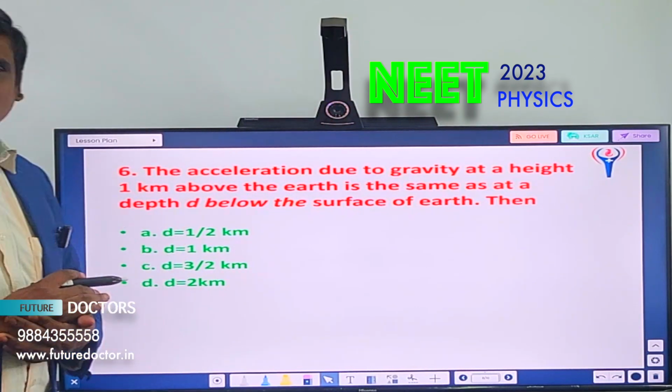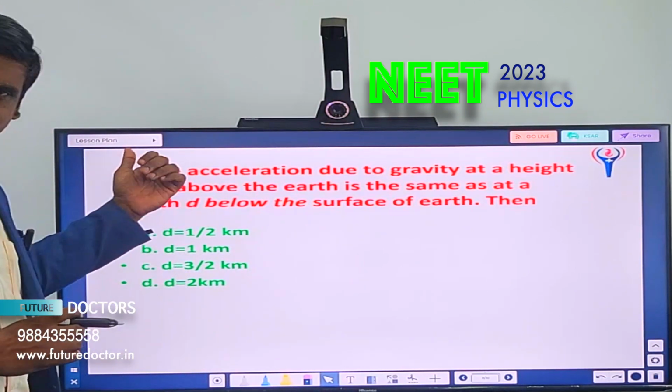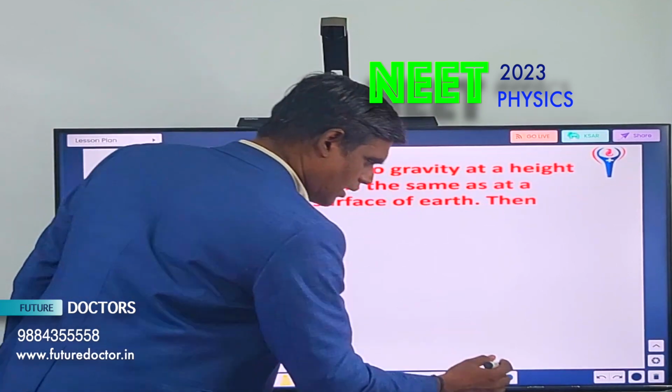Here you should know the formula for acceleration due to gravity with the depth, that is variation with depth. By knowing the formula only, you can find the solution for this question. Let's move to last question.